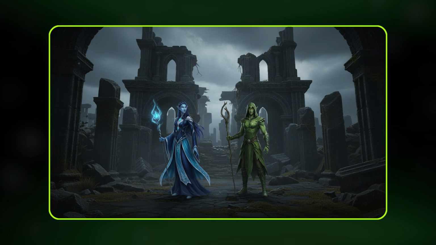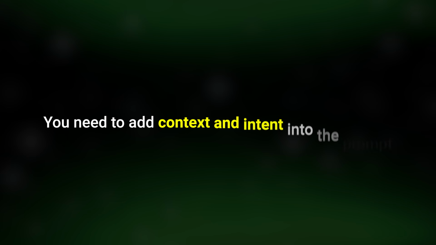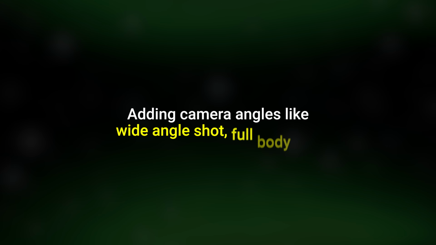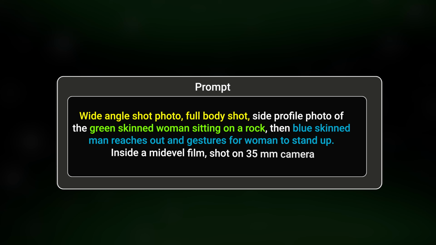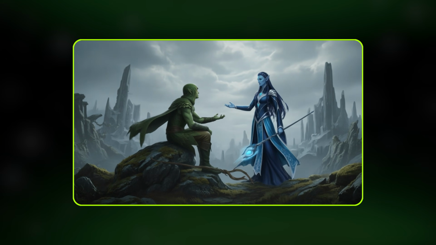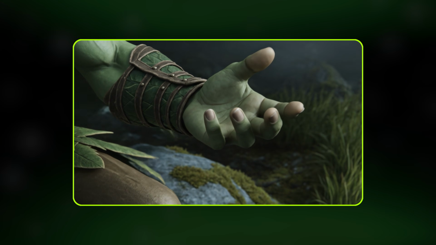I can see a lot of people getting frustrated when they try putting characters together and they get results like this. What you need to do is really put context and intention behind the prompts. That means adding camera angles like wide angle shot, full body shot, and describing how the characters interact. For example, side profile photo of the green-skinned woman sitting on a rock, while the blue-skinned man reaches out and gestures for her to stand. Adding action-based details dramatically improves results.